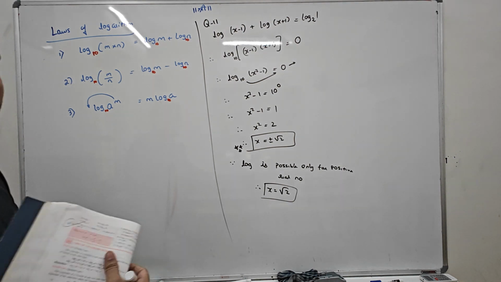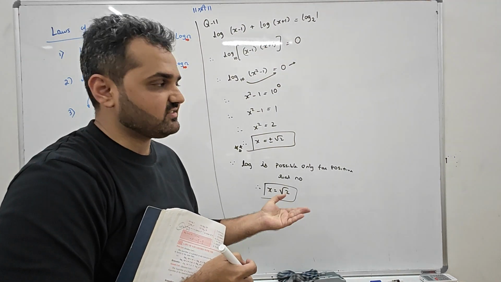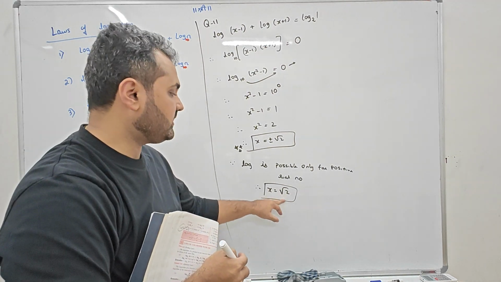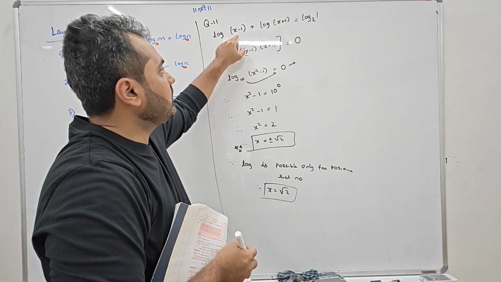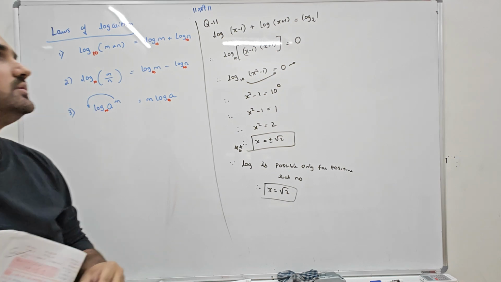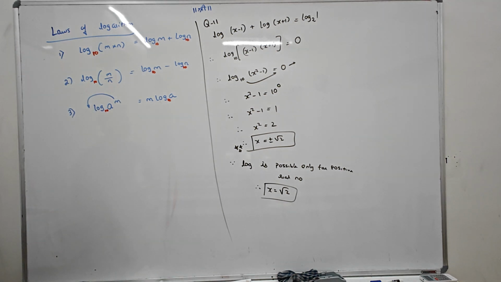Whenever you get confused about when to take plus minus or when not to, it is simple. Put the value of x, root 2, into the log. Whenever you get a positive value, it's valid. Please go through this sum. We'll move to the 12th sum.